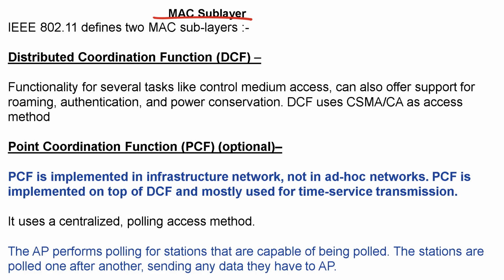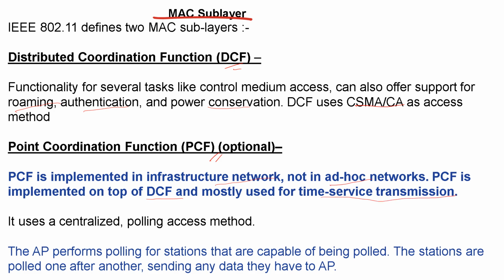Here we can see the explanation of DCF and PCF again. DCF uses CSMA, that is the important point, and additional functions like roaming, authentication and power conservation are all performed by the DCF sublayer. Then PCF is implemented in the infrastructure network and is not available in ad hoc networks. PCF is implemented on top of DCF, and it is mostly used for time-sensitive transmission.